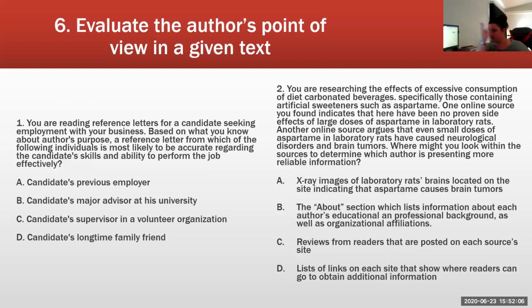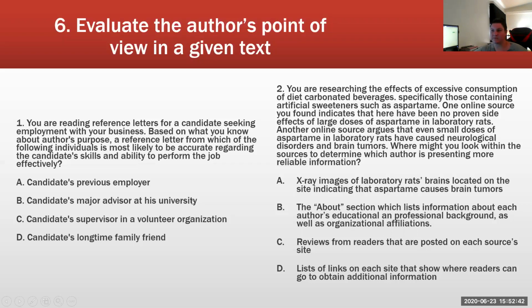So, again, I'll just go ahead and read this. You're reading your reference letters for a candidate seeking employment with your business. Based on what you know about the author's purpose, a reference letter from which of the following individuals is most likely to be accurate regarding the candidate's skills and ability to perform the job effectively? The candidate's previous employer, the candidate's major advisor at his university, a supervisor in a volunteer organization, or the candidate's longtime family friend. So who do you think is going to give them the most accurate information about their job skills?